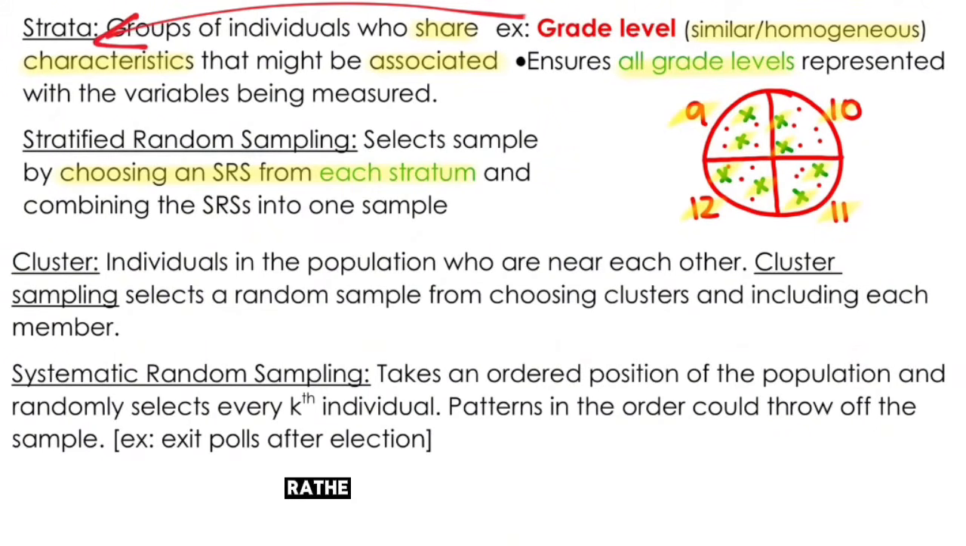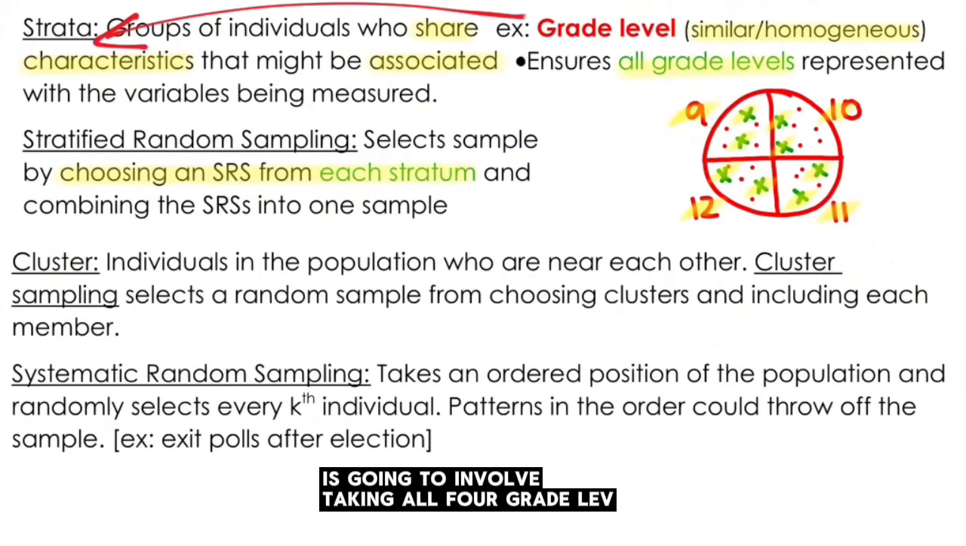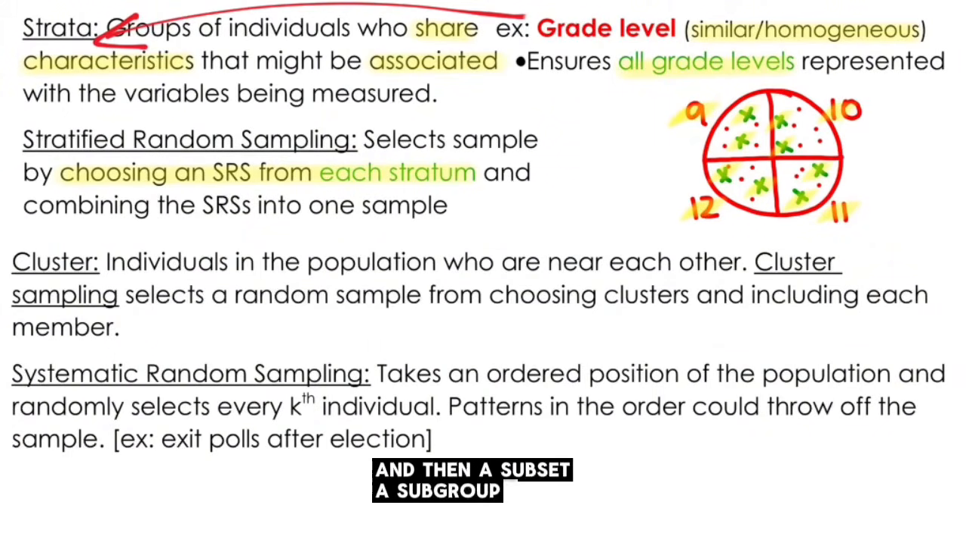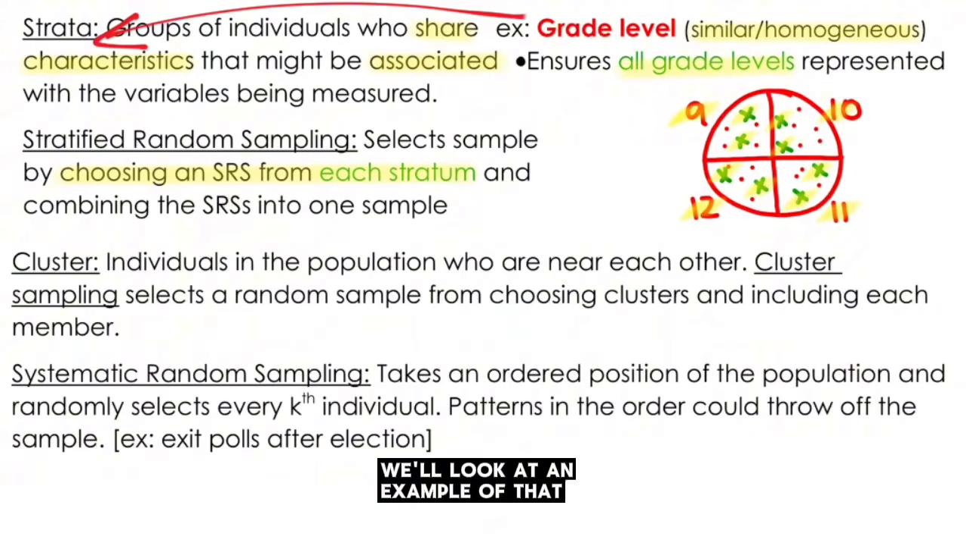So again, rather than just sampling students maybe in the cafeteria throughout the day, which might lead to more of one grade level being selected, you instead say my stratified random sample is going to involve taking all 4 grade levels and then a subset, a subgroup of each grade level, and we're going to take the same number of people from 9th grade, 10th grade, 11th grade, and 12th grade. That is a stratified random sample. We'll look at an example of that in a moment.